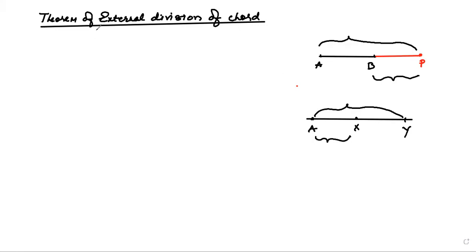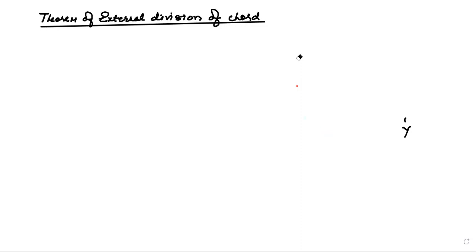So here is the theorem of external division of a chord. So what does it mean? Okay, I'll say two chords of the same circle intersect at a point outside the circle. Then the product of the divided parts of one chord is equal to the product of the divided parts of the other chord. I'll just write it down and then show it to you.